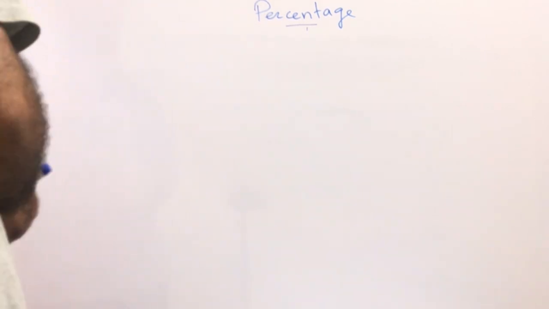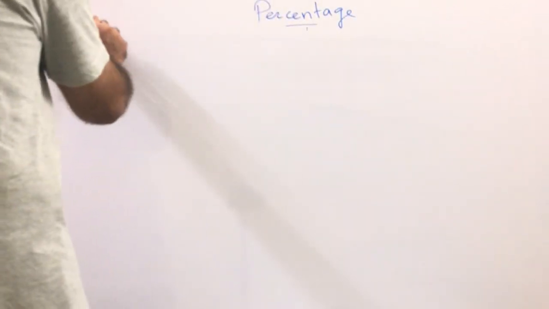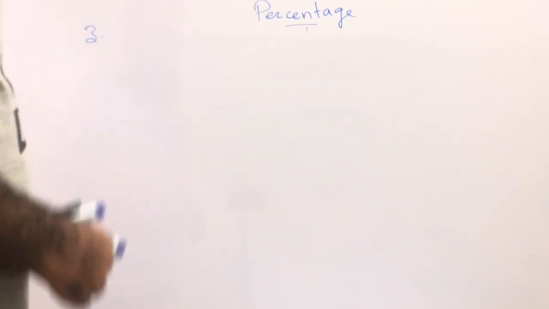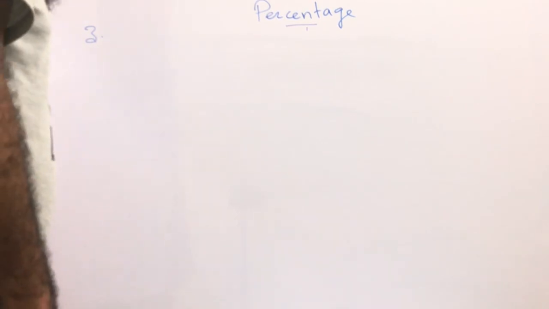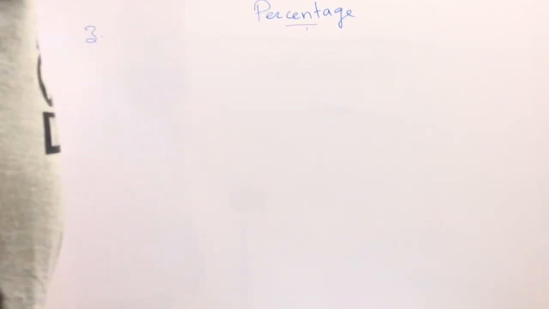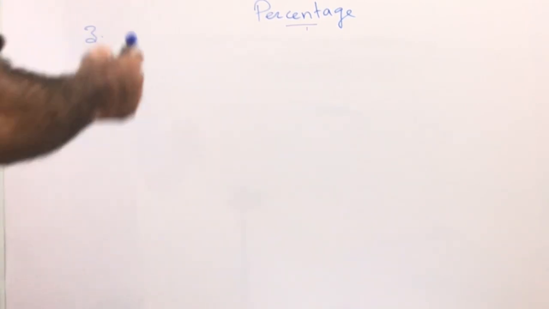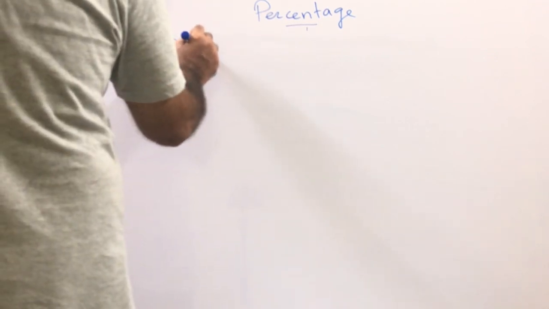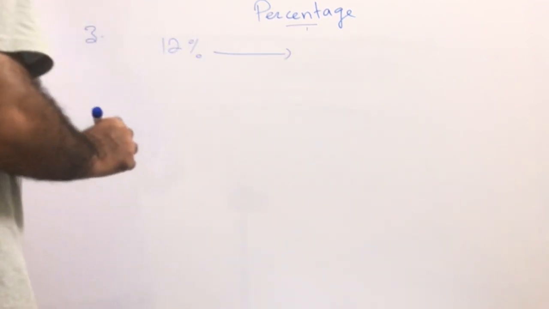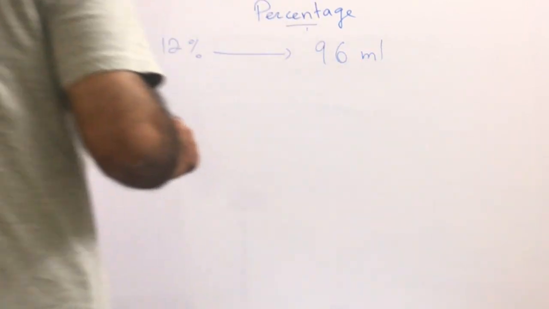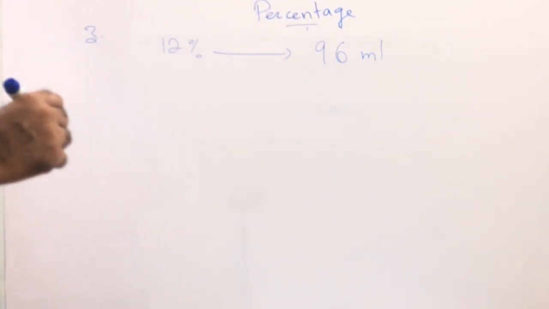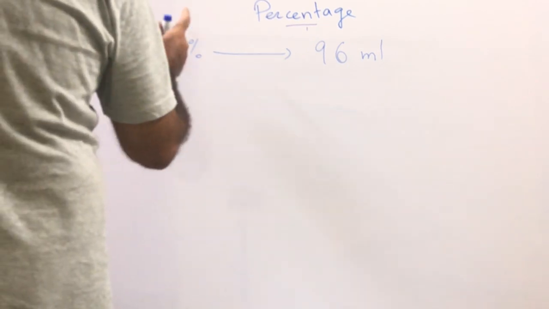Question number 3 on page number 96. It says 12% of the amount of water in a container is 96 ml. How much water is in the container? It is given that 12% represents 96 ml of water. We don't know the total, so we need to calculate the 100%.